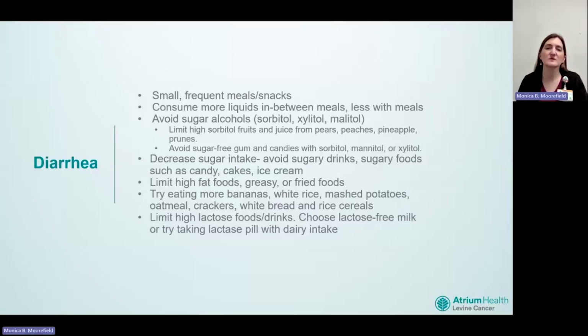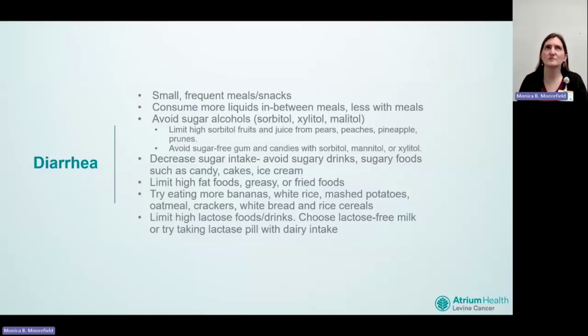Make sure that if you're doing any sugar-free foods, that you are not doing any foods that have sugar alcohols, which would be like xylitol, sorbitol, maltitol, mannitol. Also sorbitol containing fruits like peaches and pears and pineapple, be good to limit if you're having diarrhea. And then sugar also can be a potential problem. So just avoiding sugary drinks and foods may be helpful.